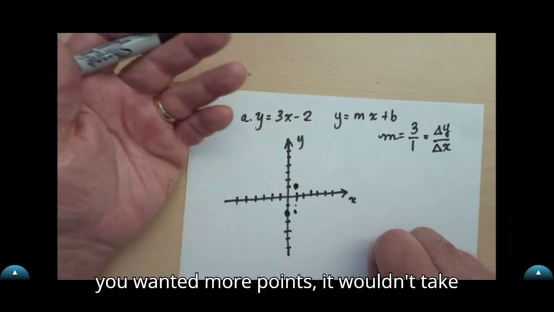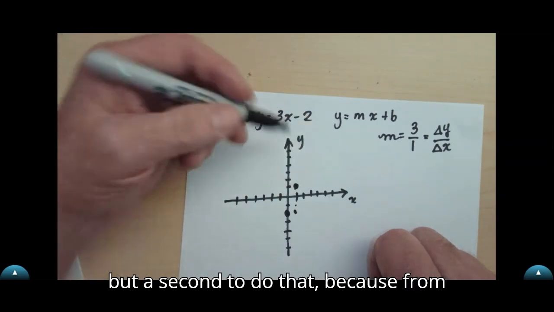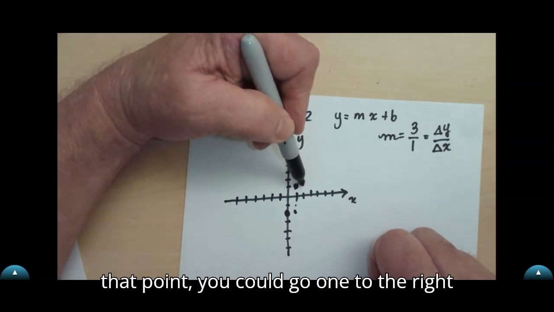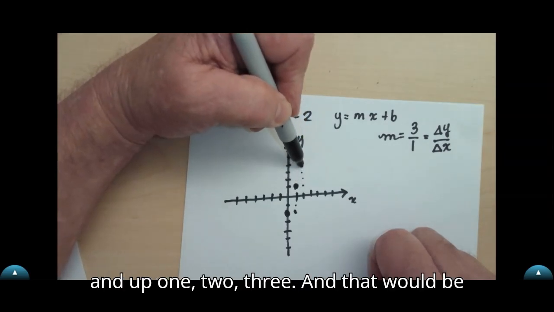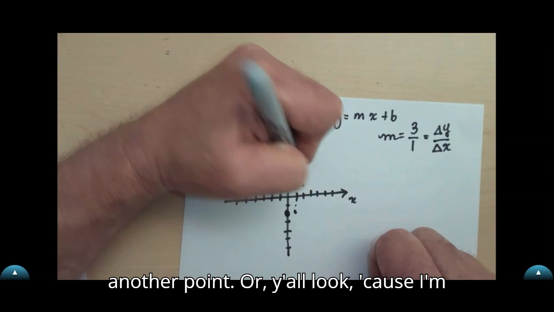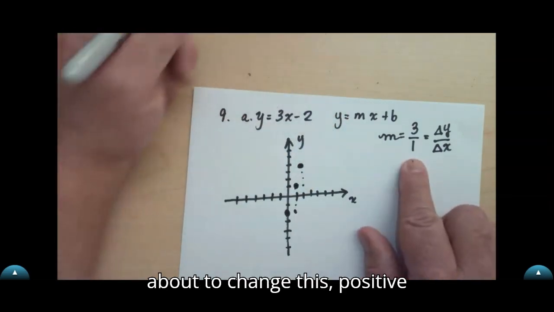If you wanted more points, it wouldn't take but a second to do that, because from that point, you could go 1 to the right and up 1, 2, 3. And that would be another point. Or, y'all look, because I'm about to change this.